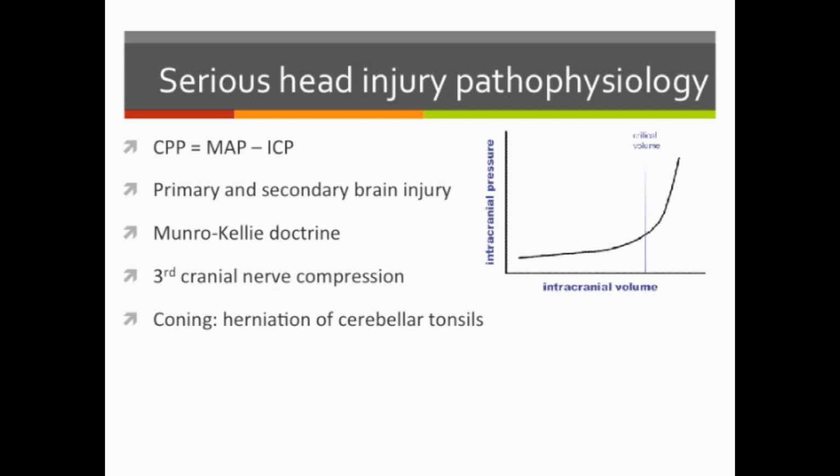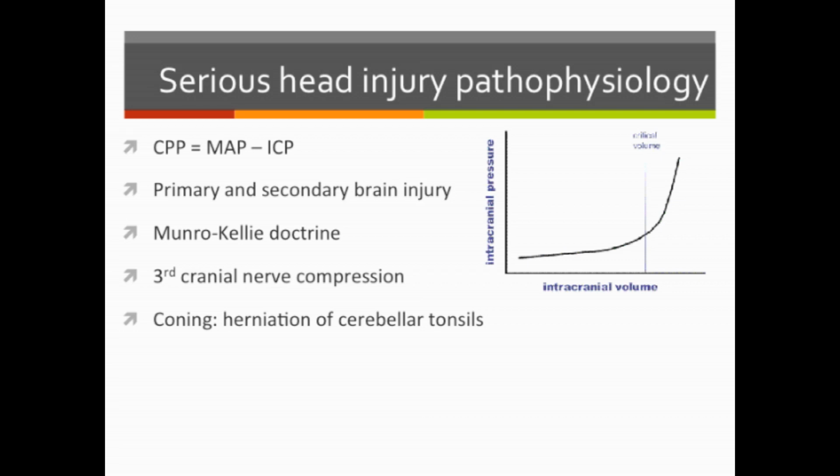So how do we prevent that secondary injury to that area of brain tissue? Well, it's about maintaining perfusion and oxygenation of that area of brain, and providing appropriate neurosurgical intervention to limit intracranial pressure. It's important to have an appreciation of a couple of pathophysiological principles, namely the first one being that of cerebral perfusion pressure. Now, cerebral perfusion pressure is your mean arterial pressure minus your intracranial pressure.